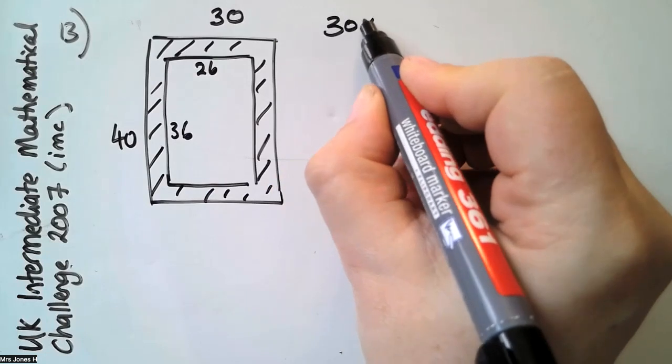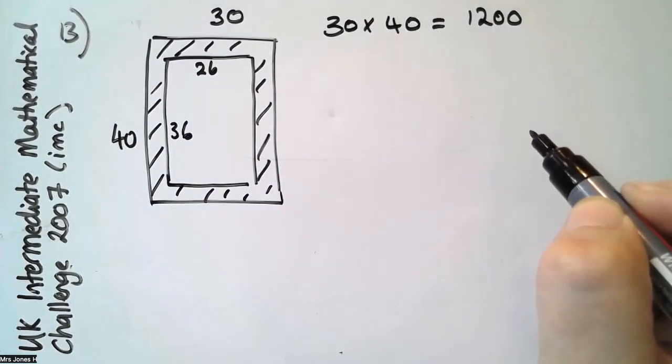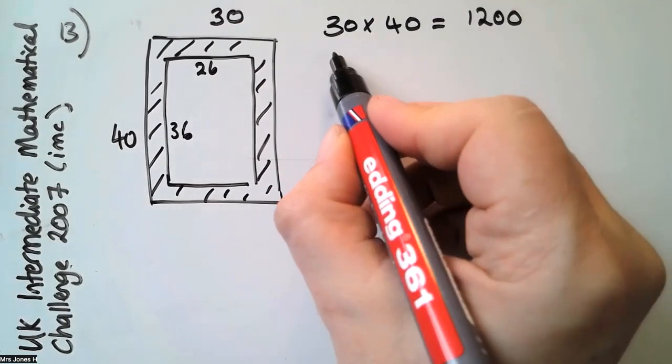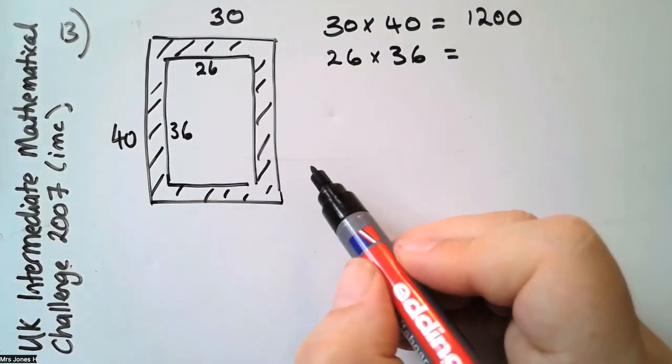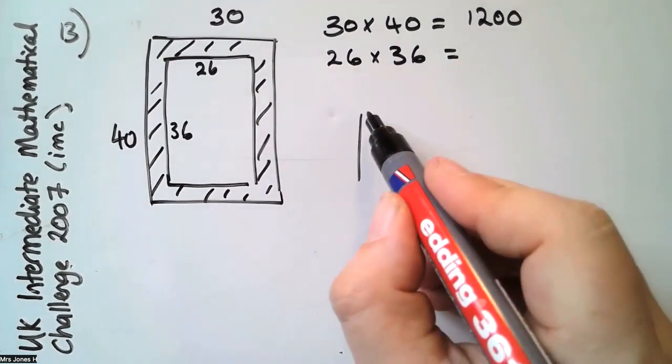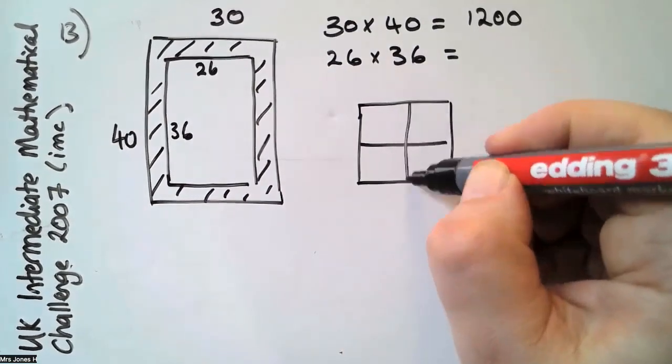Therefore, we want 30 multiplied by 40, which is the big rectangle. And we want to look at 26 multiplied by 36. Now, I don't know which way you have to do this. I automatically go to a lattice method, but you choose your favourite way of doing this.